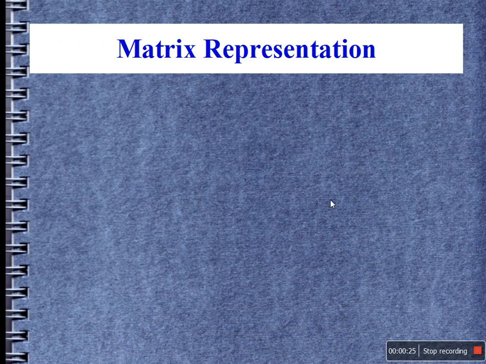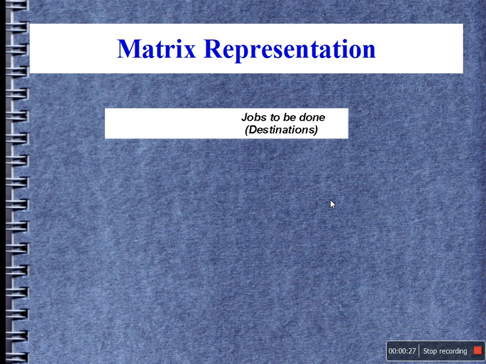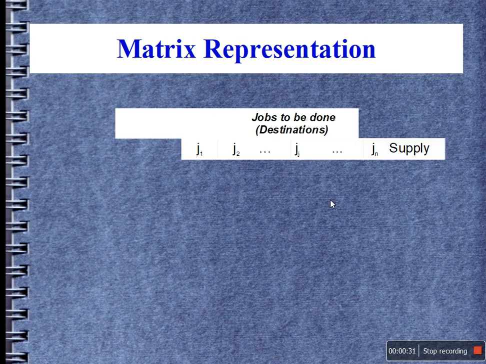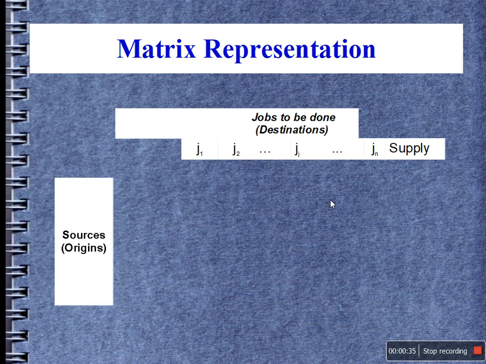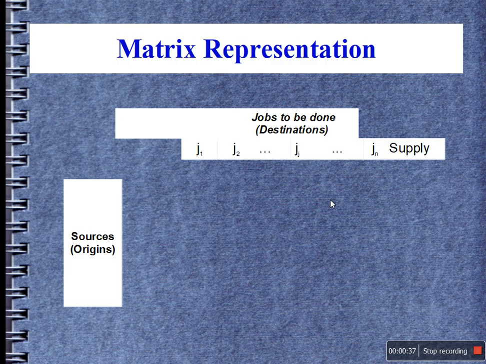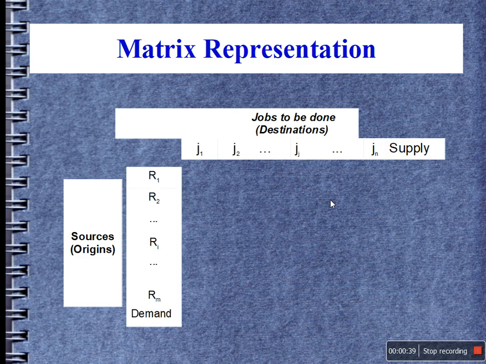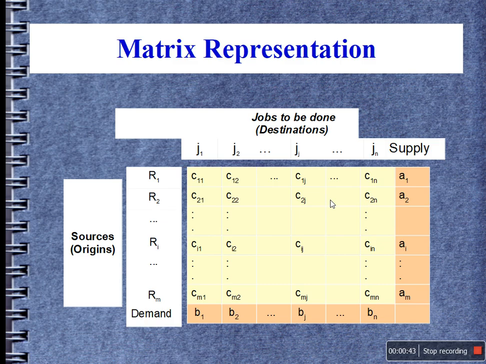Matrix representation of a transportation problem. Here the column values represent the destinations, which are J1, J2, etc., and the row values represent the origins, which are R1, R2, Ri, etc. And this is the transportation matrix.